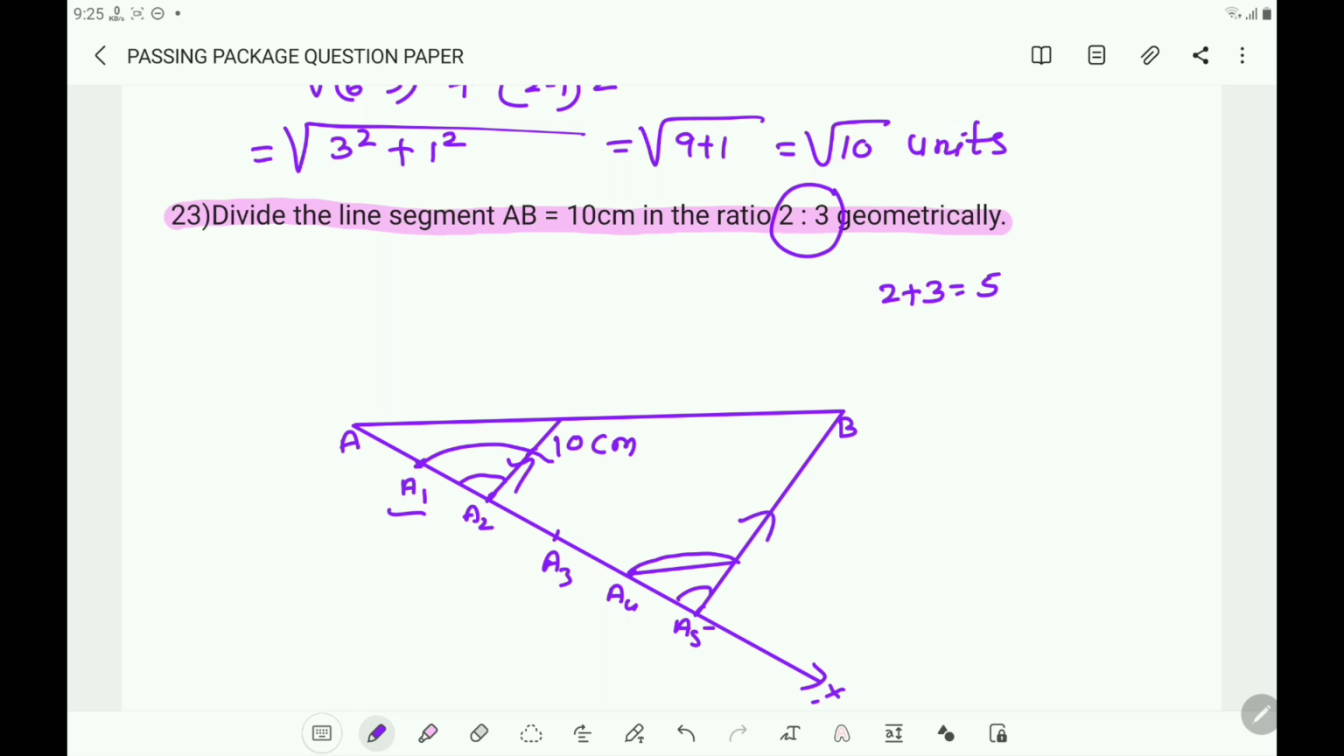Now consider this is a point C. Now these two are in the ratio 2:3. If you measure it, this becomes 4 centimeter and this becomes 6 centimeter, then it is the exact construction. 4 centimeter and 6 centimeter, which is in the ratio 2:3. In this way, you can divide a given line in the given ratio.